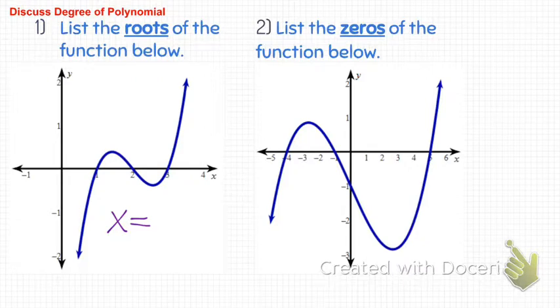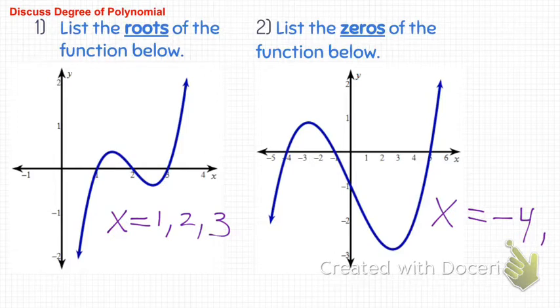What are the roots for the first one? 1, 2, and 3. Perfect. So I want you to write x equals 1, 2, 3. For the second one, it says list the zeros. And remember that zeros are written the same way. So we're going to write x equals and shout them out for me. What are the zeros in the second one? Negative 4, negative 1, and 5. Beautiful.